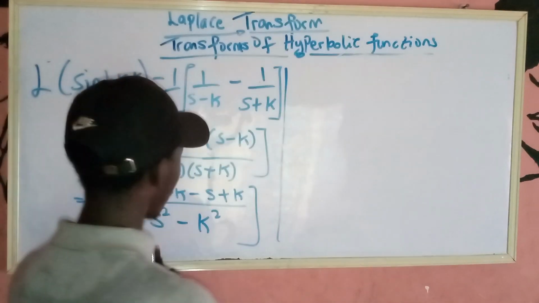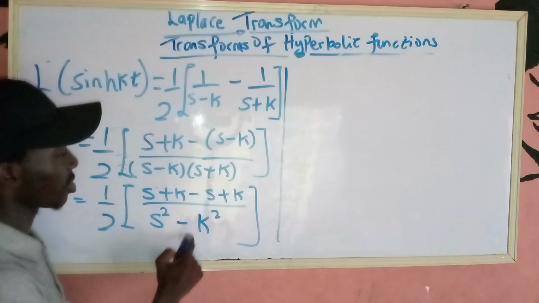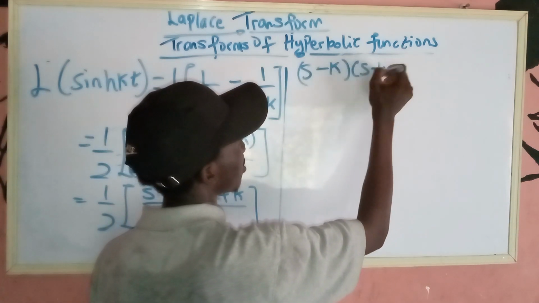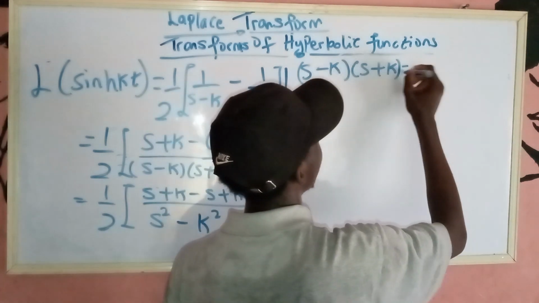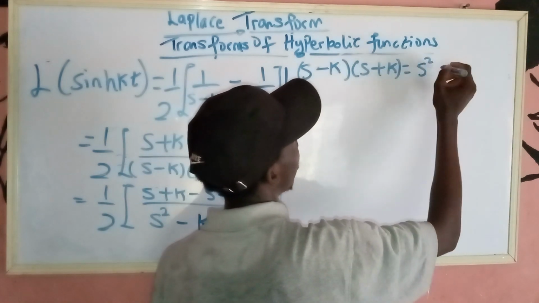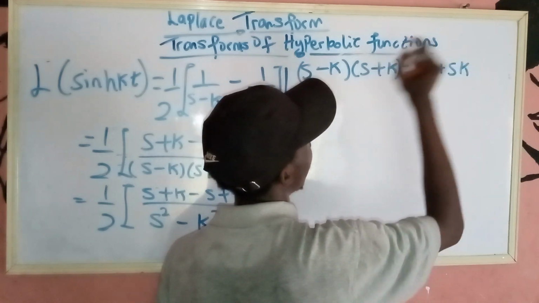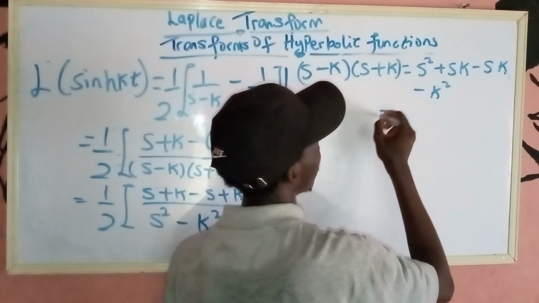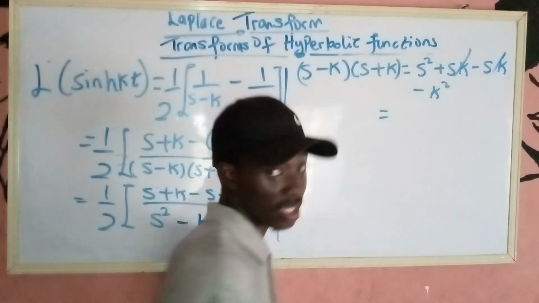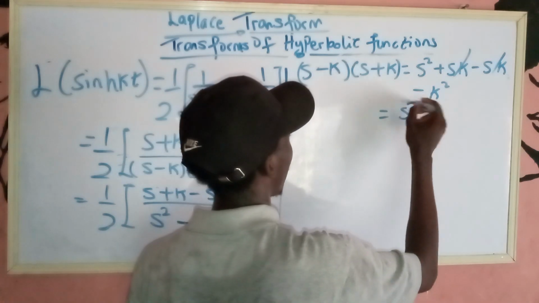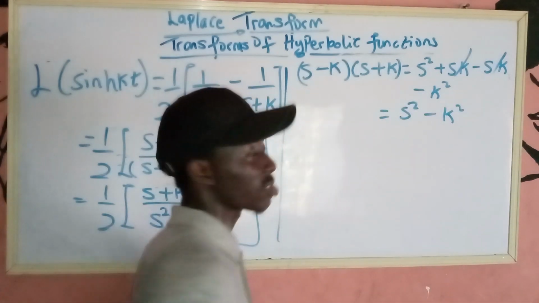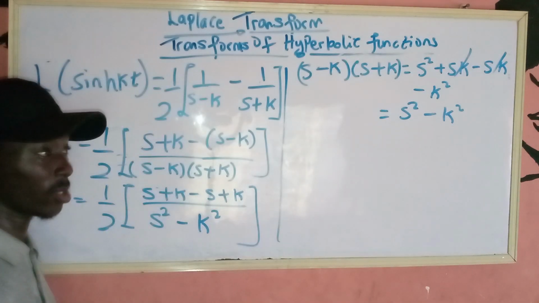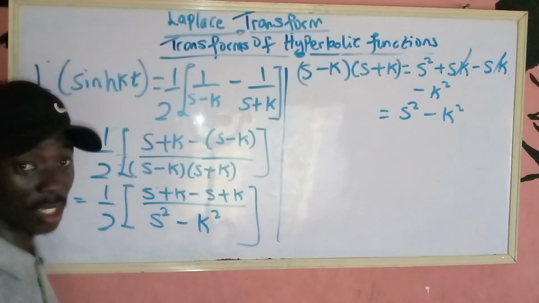So okay, let me try to explain how I got here. (x minus k) multiplied by (s plus k) gives x squared plus sk minus sk minus k squared. This cancels out this because they are the same. So you are left with what? x squared minus k squared. And that is also the famous difference of two squares in mathematics. So that's the reason why I was able to identify quickly that this leads to this immediately.